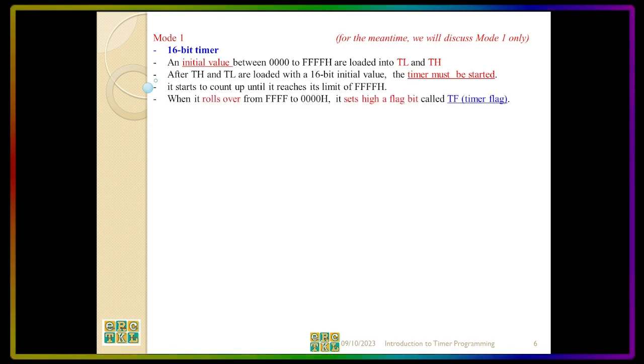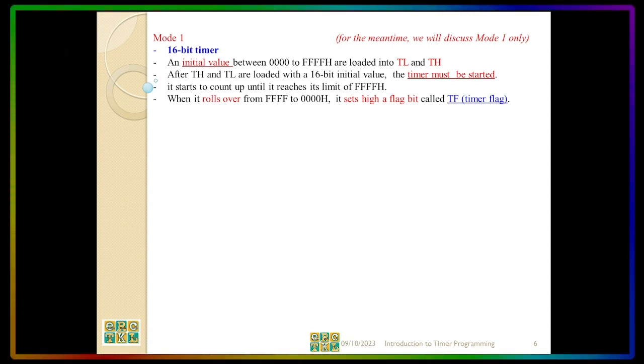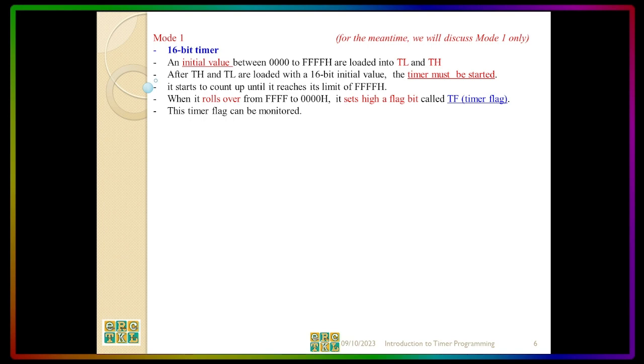Now, when it reaches counting from FFFF, it rolls over to 0000H. In other words, there's no more number after FFFF. So the next number to follow will be going back to 0000 in hexa. And when this happens, this is what we call roll over. And automatically, the flag of the timer, which is called timer flag or TF, will become equal to 1 or equal to high. And this timer flag can be monitored with our program.